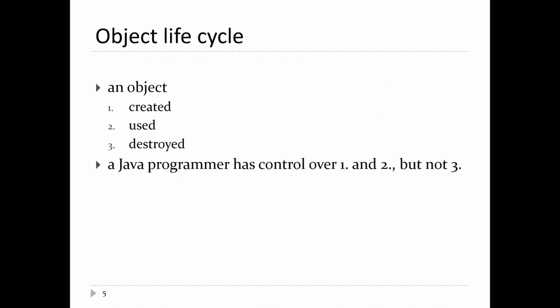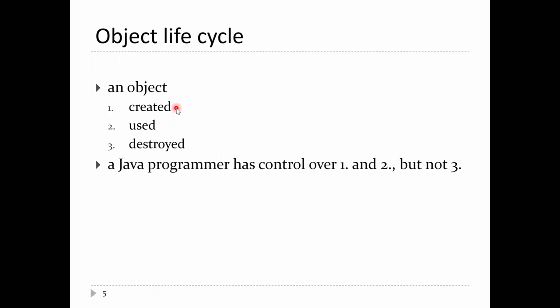Okay, so to use an object, you need to create an object. So an object is born. You make the object and then you use it for some reason. So you make a string, perhaps to hold the name of a student, you use the string for something, and then eventually you no longer need that object anymore.